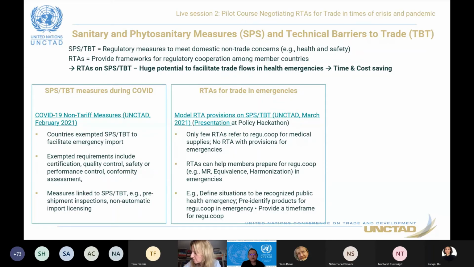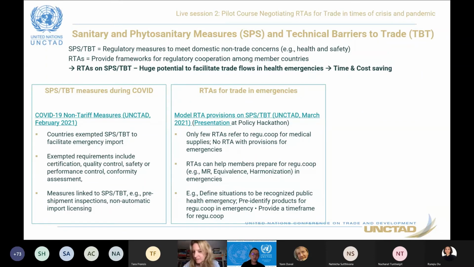So what they found was that out of 107, only 17 RTAs had a reference to the importance of regulatory cooperation, and none of the RTAs had provisions on emergency measures or temporary measures. Then they provided potential RTA provisions in terms of SPS and TBT. I think you will find it very useful in this study.